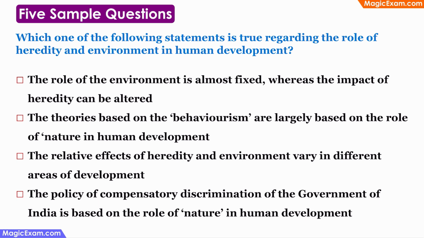Which one of the following statements is true regarding the role of heredity and environment in human development? Now, we have been given 4 statements. These are quite long statements, but read them carefully and you will see that 3 of the statements are incorrect and only 1 statement is correct. The first one says, the role of environment is fixed, whereas the impact of heredity can be altered. This is incorrect because you cannot change what is there in your DNA, what is there in your genes.